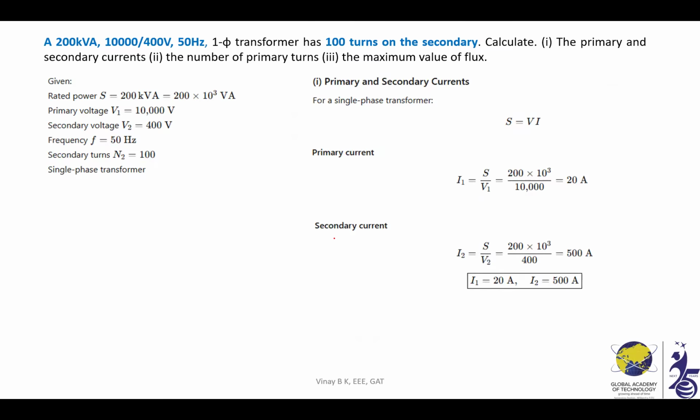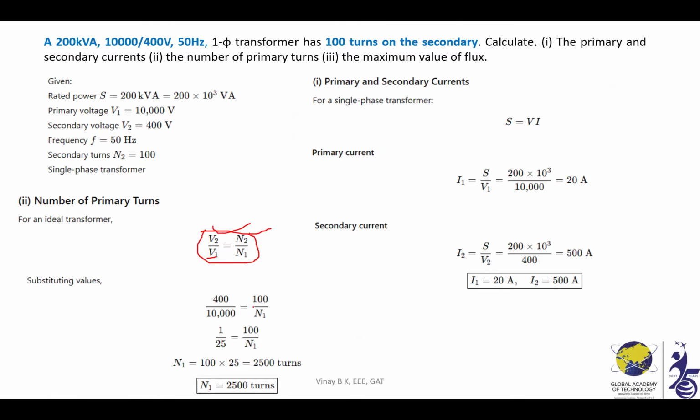In the second point, the number of primary turns. So we know the value of V1, V2 and N2. We can use the turns ratio, that is V2 by V1 or E2 by E1 equals N2 divided by N1. So here you know the value of V2, that is 400 volts, and we know the value of V1, that is 10,000 volts, and we know the value of N2, that is 100. So we can get the value of N1 by substituting the values of V2, V1 and N2, we get 2500 turns.